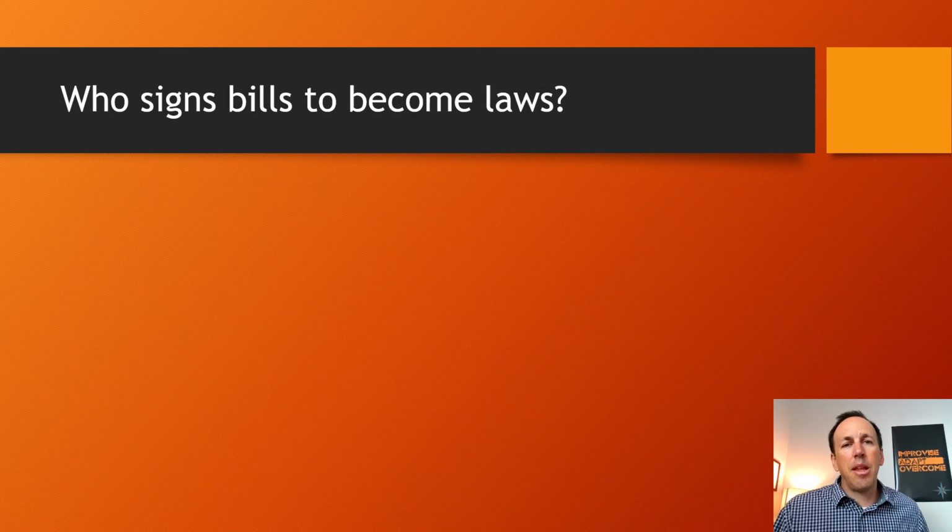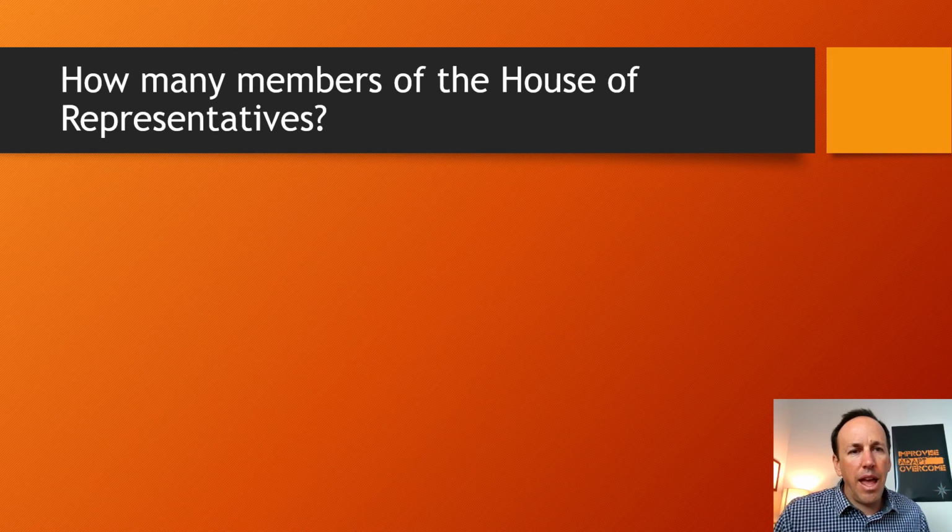Who signs bills that become a law? President. What branch is the president in? Executive branch. Remember, he's the CEO, the Chief Executive Officer of America. He or she is the Chief Executive Officer of America. CEO, President. How many representatives in the House of Representatives? 435. Remember that number, 435.